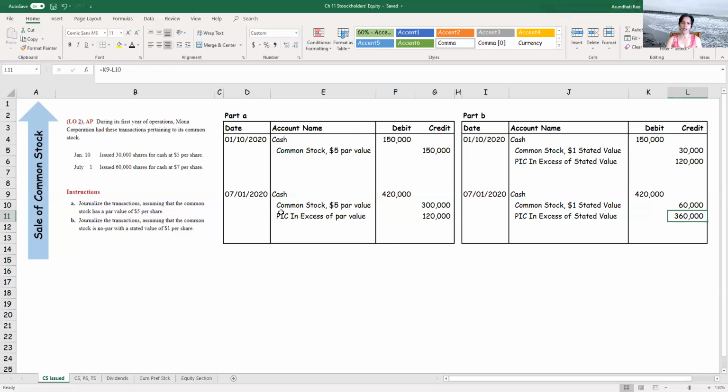So this is a relatively straightforward exercise in which we were either given the par value or the stated value. Remember, the common stock account can be credited only at par value or stated value. Anything in excess is going to be credited to a separate account called paid in capital in excess of par or paid in capital in excess of stated value. So with that, we finish this exercise and we'll move on to a different exercise in a few minutes.